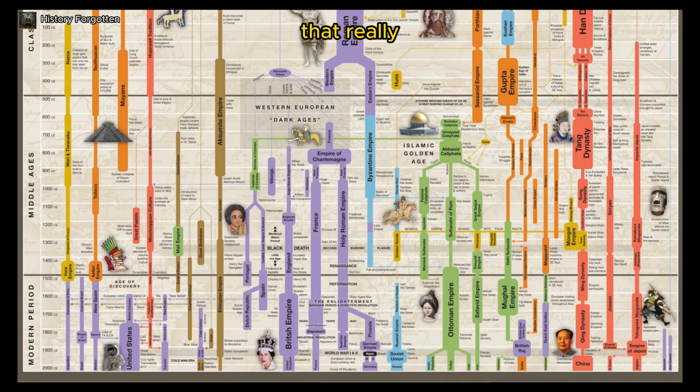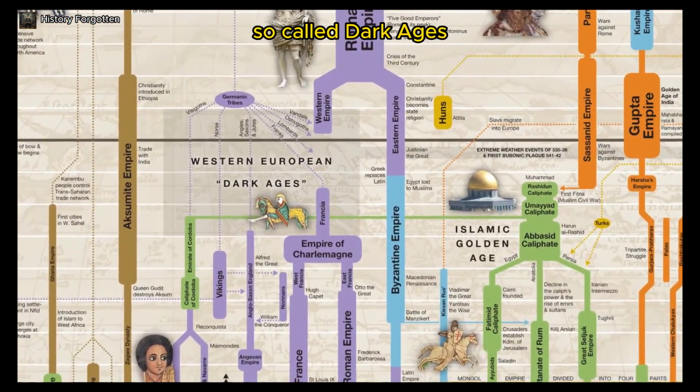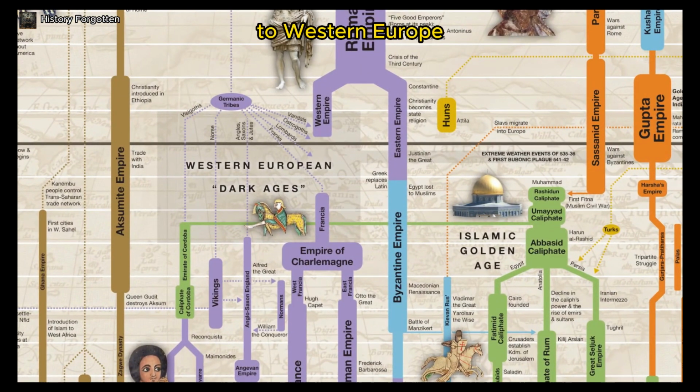But one term that really shouldn't be used for the medieval period, but often is, is the Dark Ages. The reason for this is that the so-called Dark Ages were really just limited to Western Europe. Other areas during this time, such as the Middle East and China, were actually experiencing new golden ages. So what made things in Western Europe change so drastically?